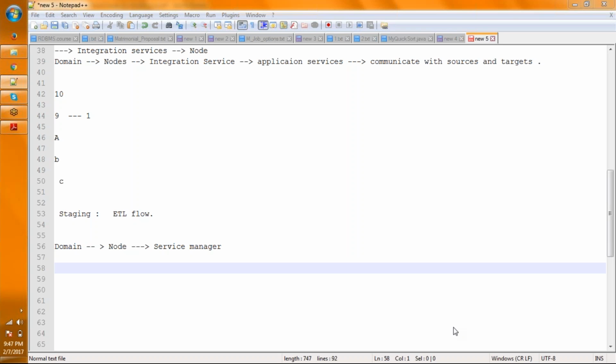Power Center Repository Service. Integration Service. Data Integration Service. Metadata Management.